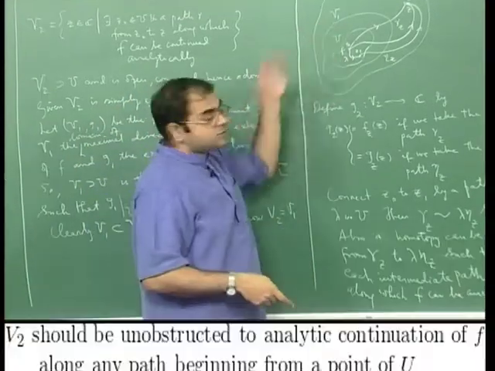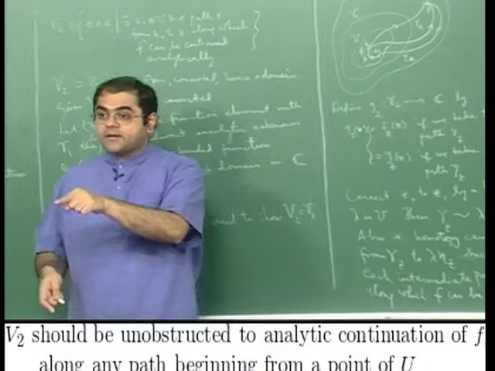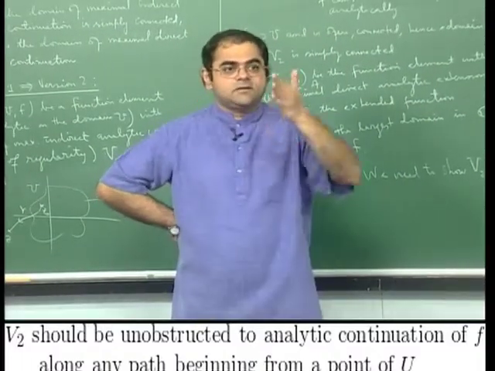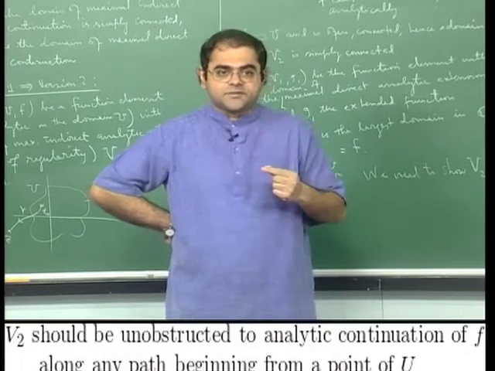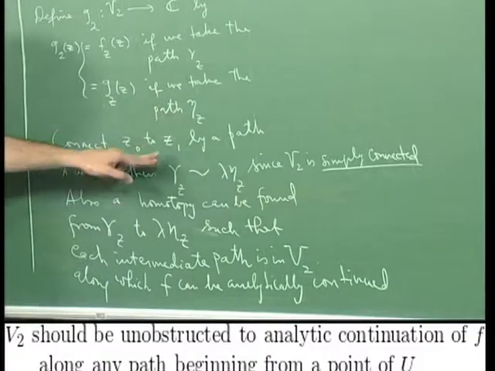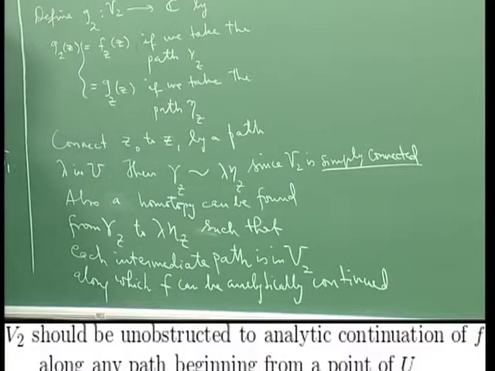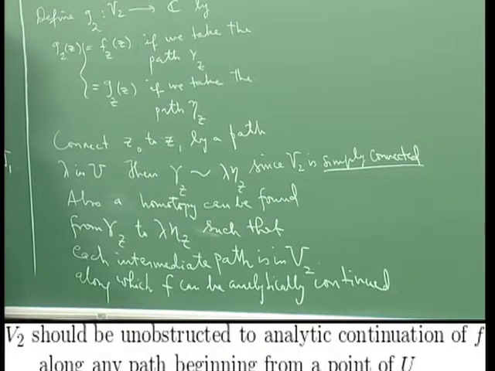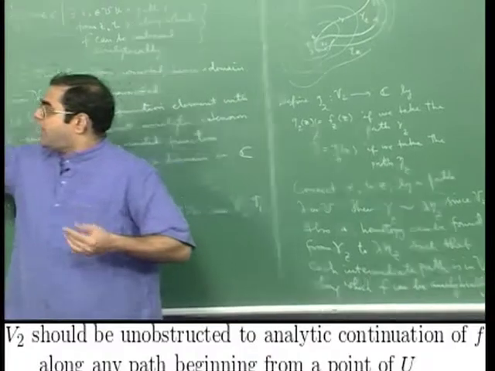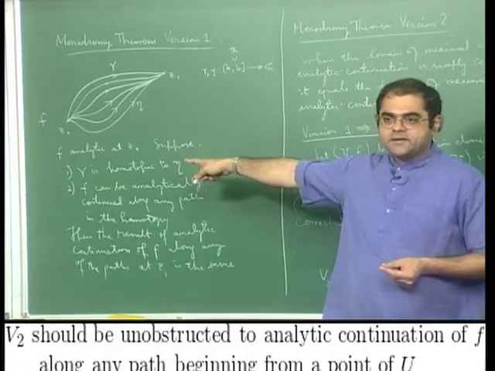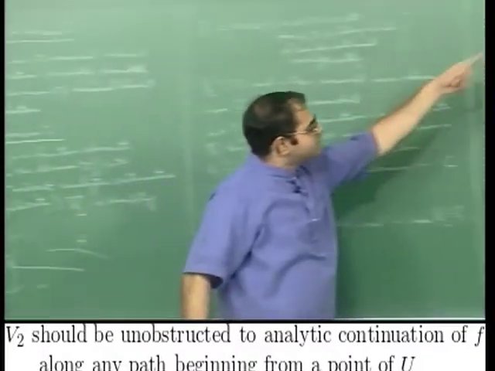But what is the property of V2? For all points in V2, you always have indirect analytic continuations. So along all the intermediate paths of this homotopy, you will also have indirect analytic continuations. So there is no obstruction to analytic continuation of F along each of these paths. So all the conditions of version 1 of the monodromy theorem are satisfied, and therefore what this will tell you is that Fz is equal to Gz.